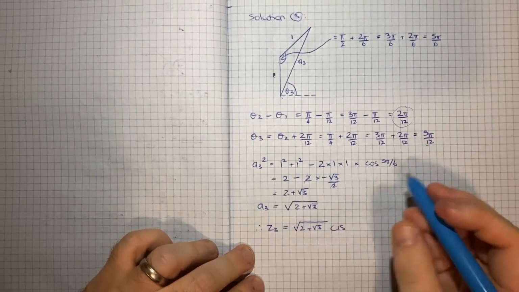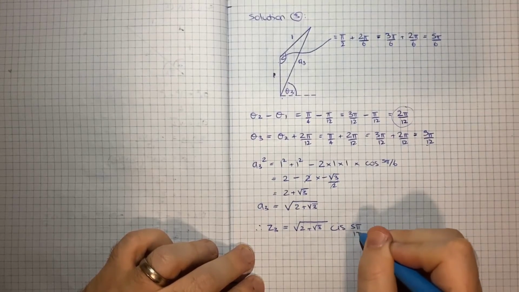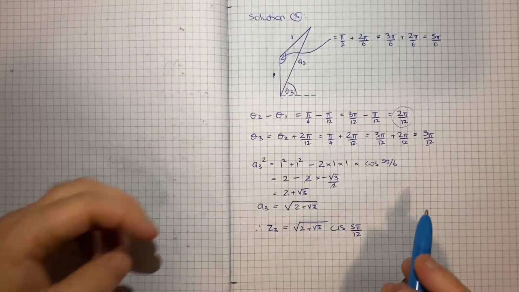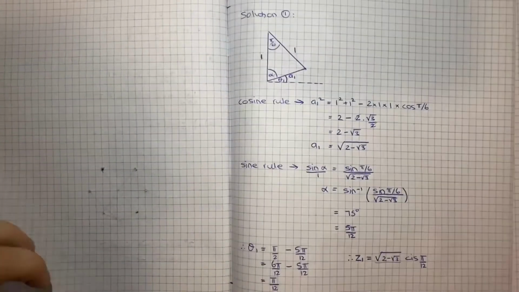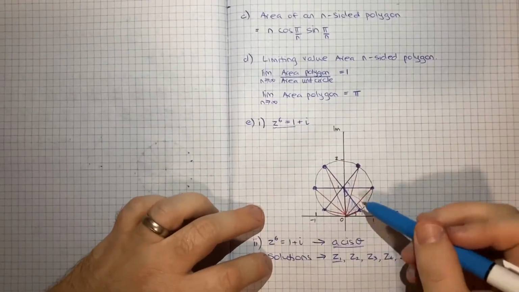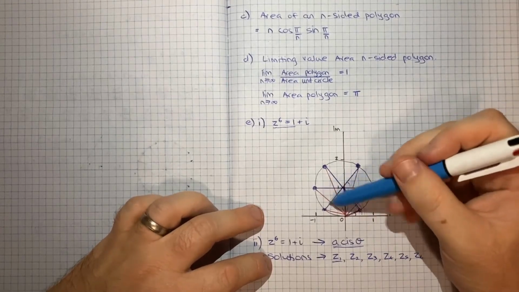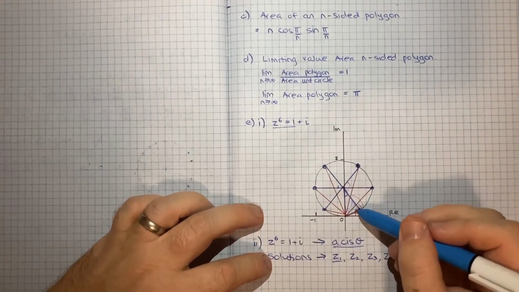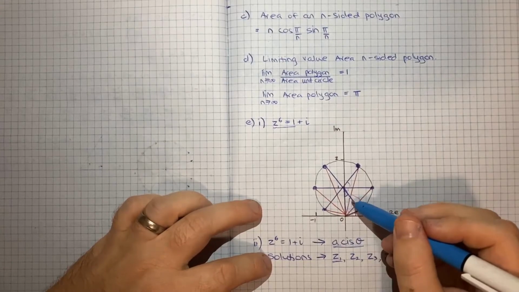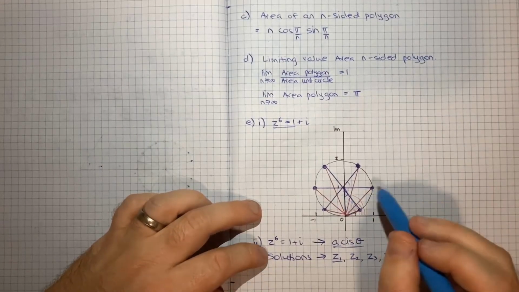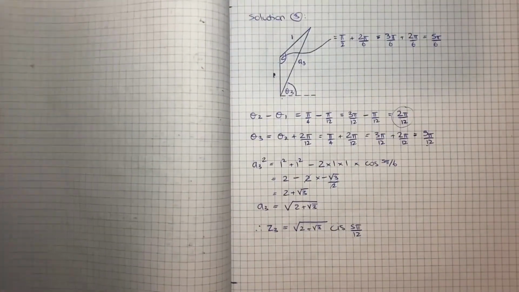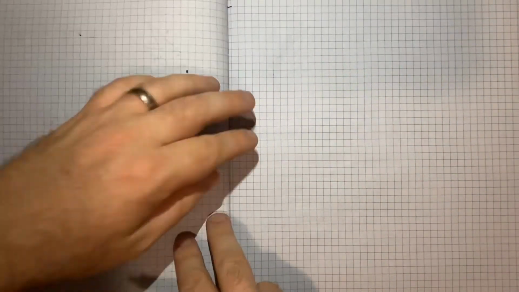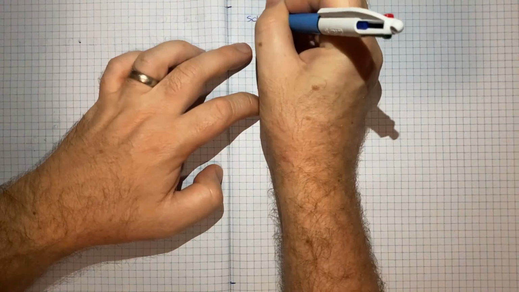cis 5 pi on 12. And as I mentioned before, now that we've got our first three lengths, we know these three. And now that I've got my movement in arguments, I can work out these next three arguments very simply. So I think all the hard work has been done. So now we can just wrap up. We can say solution 4.